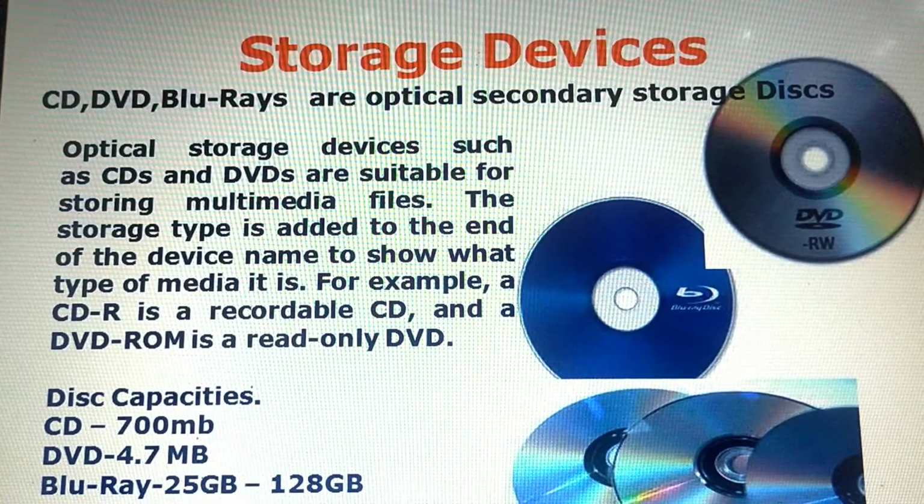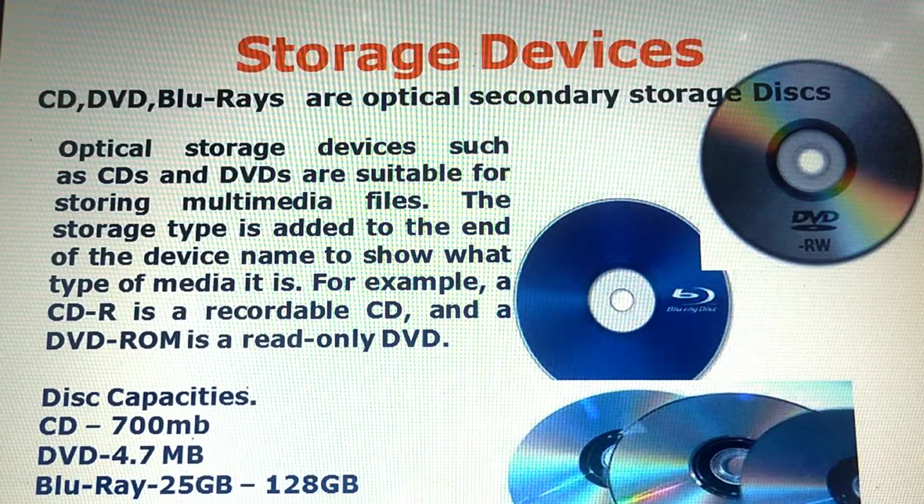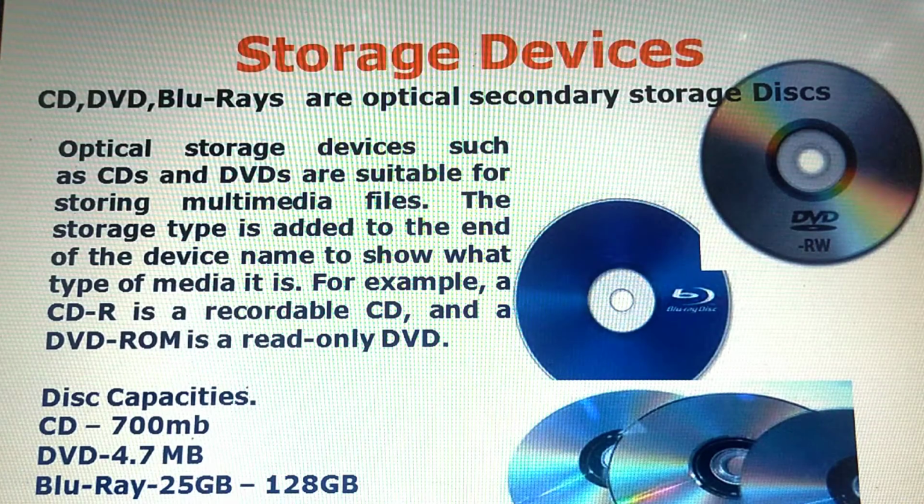Next storage devices is CD, DVD, Blu-rays are optical secondary storage disks. Optical storage devices such as CDs and DVDs are suitable for storing multimedia files. The storage type is added to the end of the device name to show what type of media it is. For example, CD-R is a recordable CD and DVD-ROM is a read-only DVD. Disk capacities: CD 700 MB, DVD 4.7 MB, Blu-ray 25 GB to 128 GB.